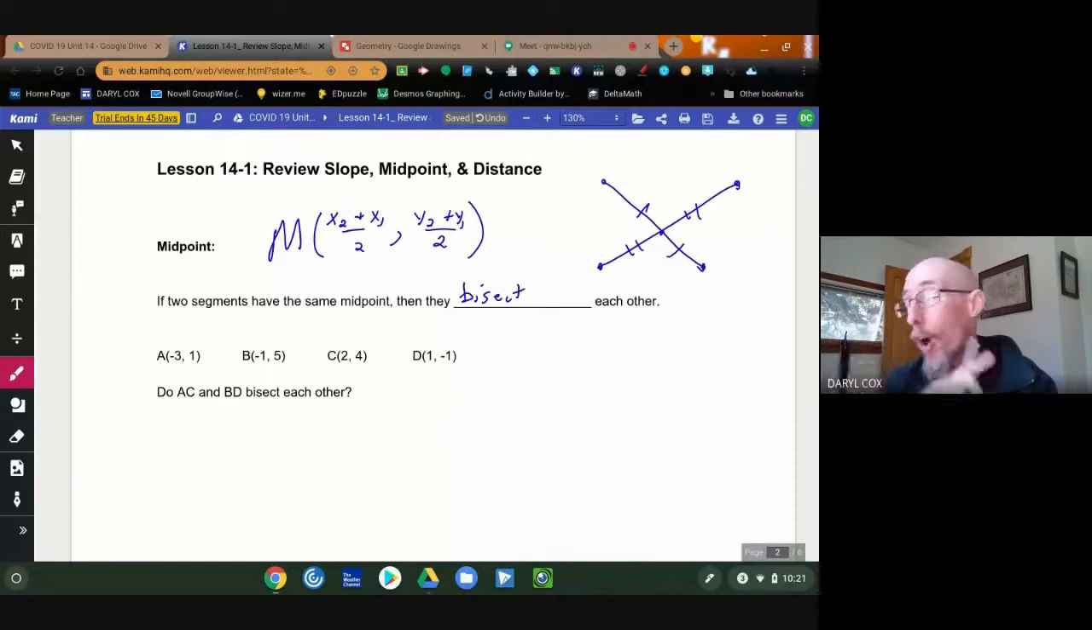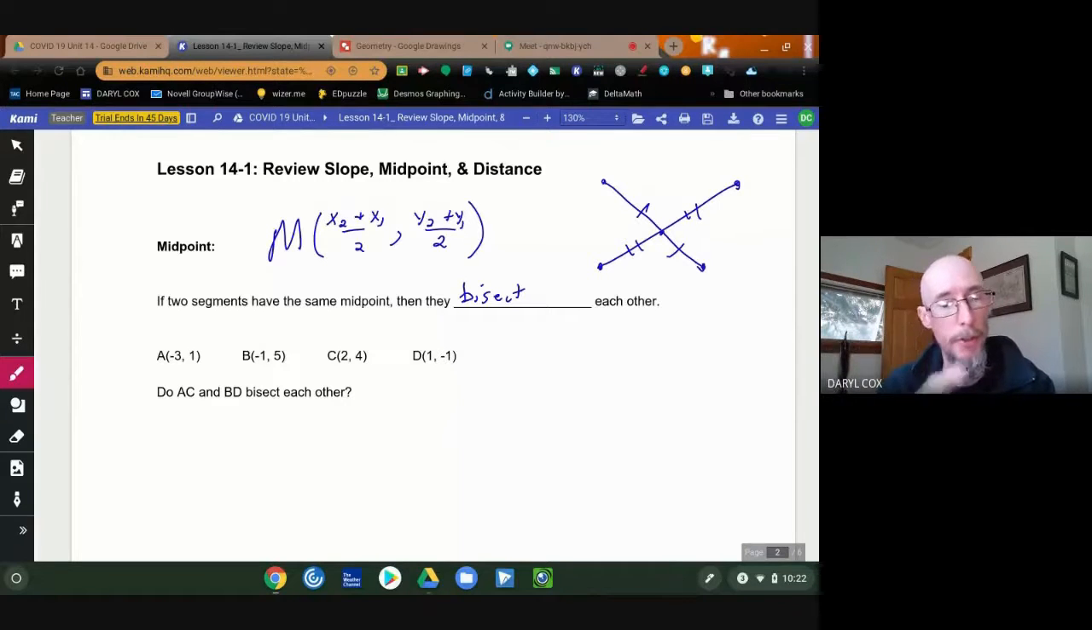It does not mean that all four segments are congruent, okay? It does not mean that this segment is congruent to that segment. It just means these two segments are congruent and these two segments are congruent, okay? So we've got it. That's something to keep in mind.